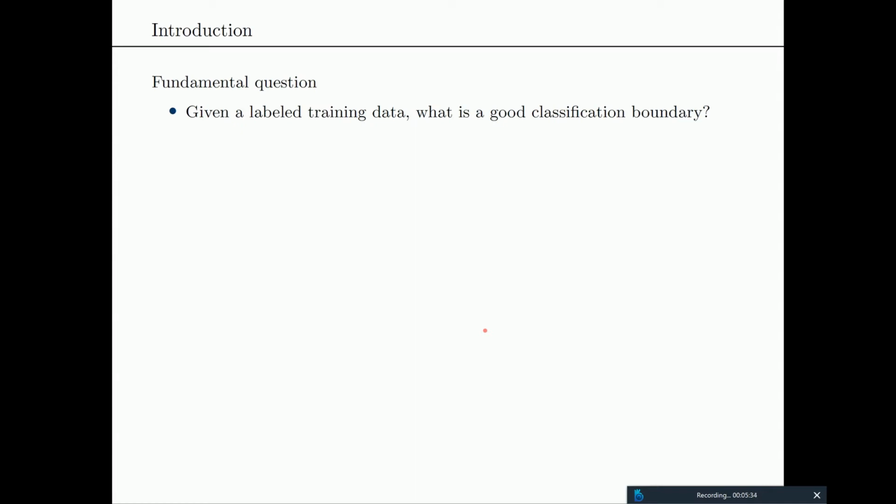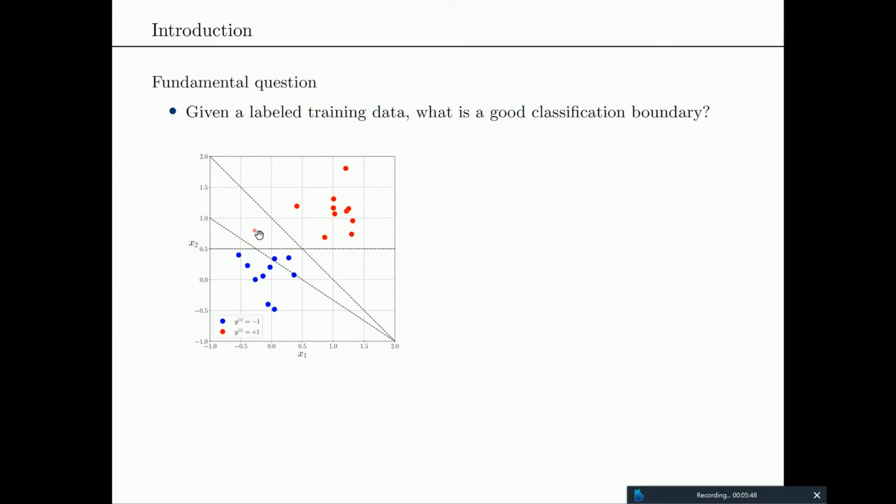What we would basically discuss then is the mechanics of the answer to the question of what is a good classification boundary. So here's an example. You have two-dimensional features, so dots in 2D space, x1 and x2, and they come with their class labels. You see the red dots and you see the blue dots. That's the training data that you have, and the question is now, what is a good classification boundary?